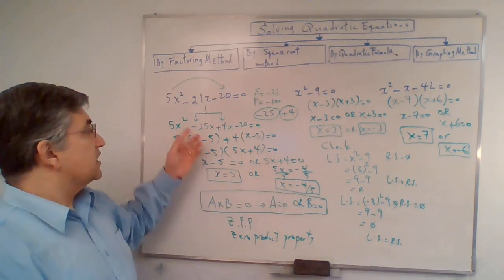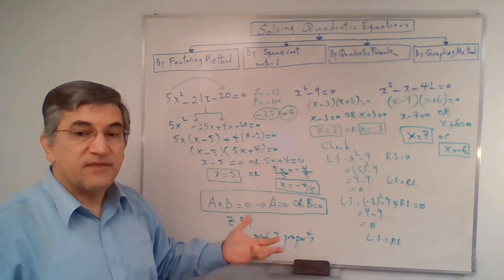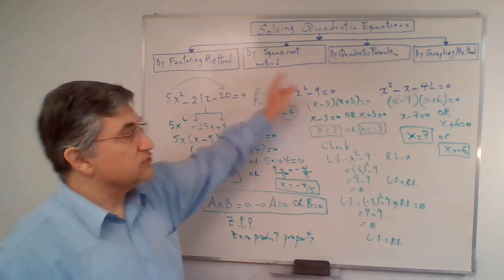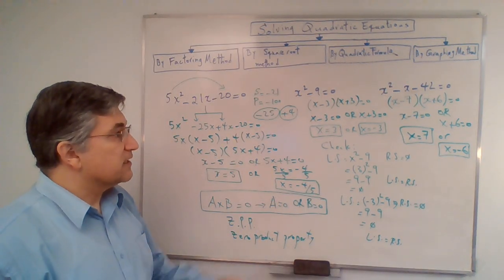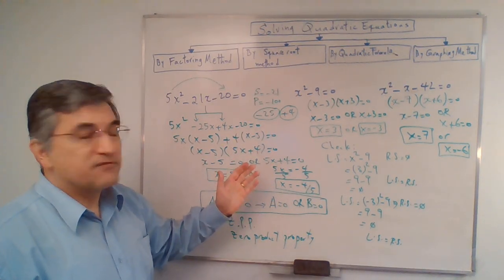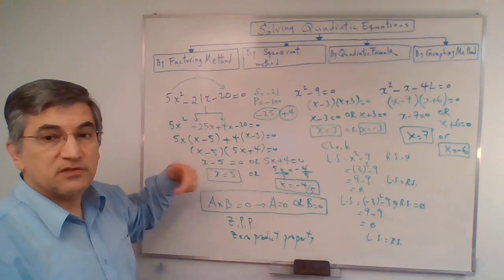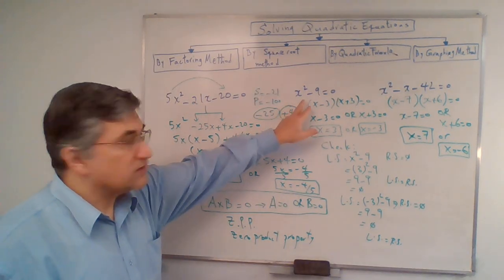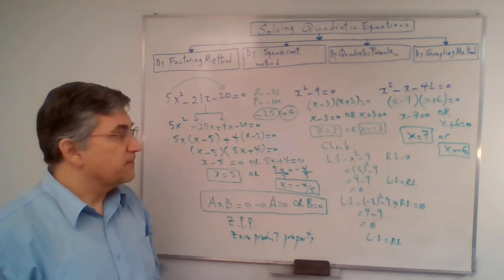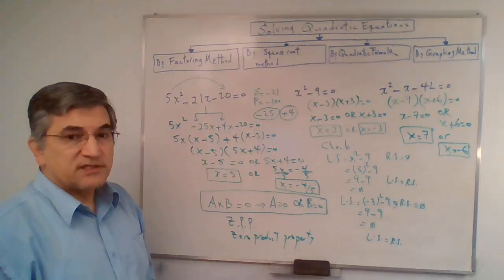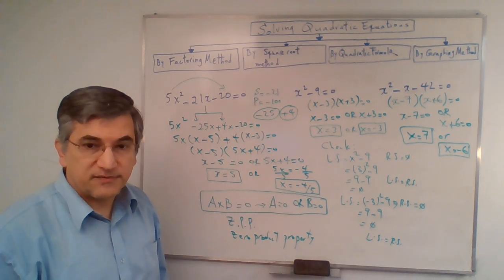Of course, there are cases where the trinomial cannot be factored. So in that case, perhaps we have to use other methods of solving quadratic equations. But if the quadratic trinomial is factorable, or this quadratic binomial is factorable, then we can use this convenient method of solving the quadratic equation by the technique of factoring.